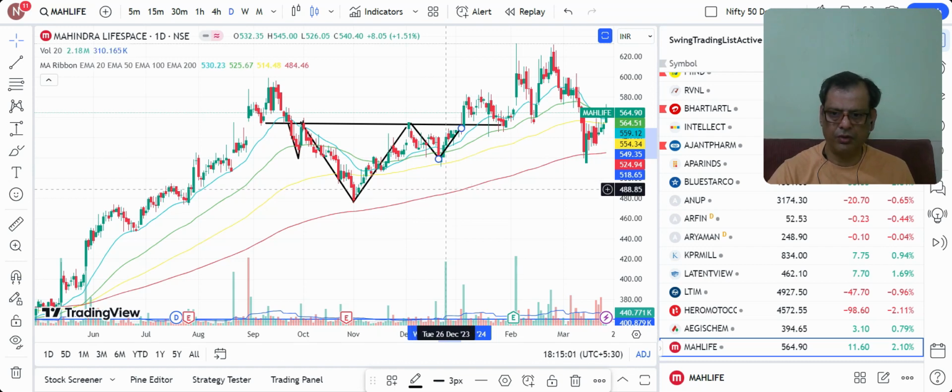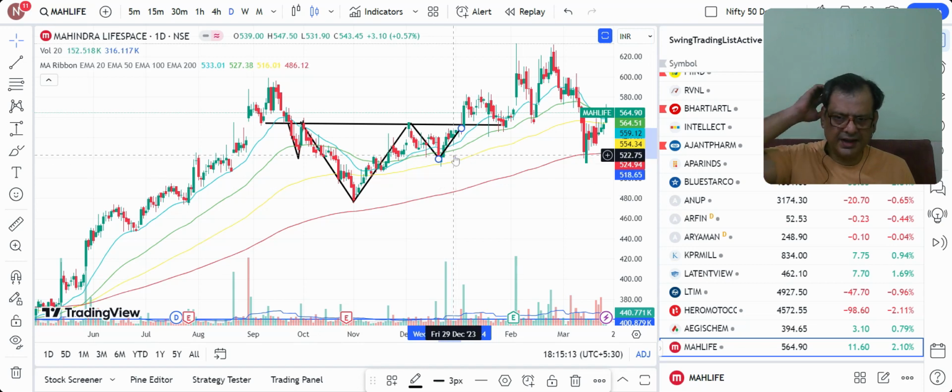Can you see this big volume? 2.18 mil. Almost 7 times the volume. Huge volume bar. Price gone up by 1.51%. And then again, bears tried something. Slowly, slowly, slowly. Finally, with good volume, it has managed to break the neckline.